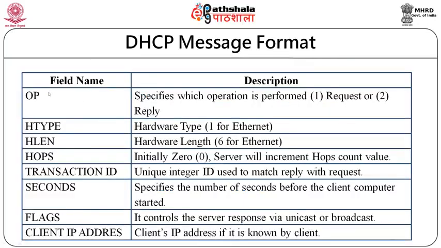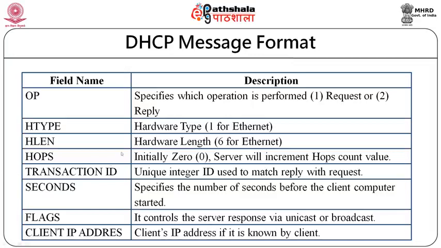Now we talk about, as I told you, what is op. Op specifies whether we want to perform a request or we want to reply. The H type, which is the second part, uses 8 bits, that is the hardware type, 1 for Ethernet. Then HLEN, that is hardware length, 6 for Ethernet. Then hops, initially it is 0 and the server will increment the hops count value. Transaction ID is a unique integer ID assigned to match the reply with the request.